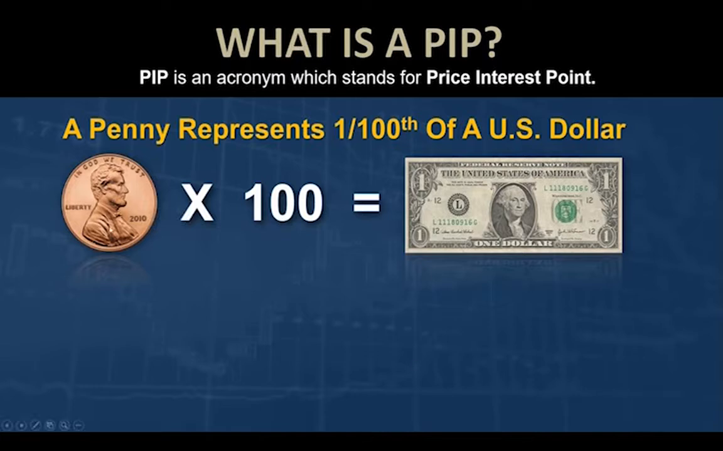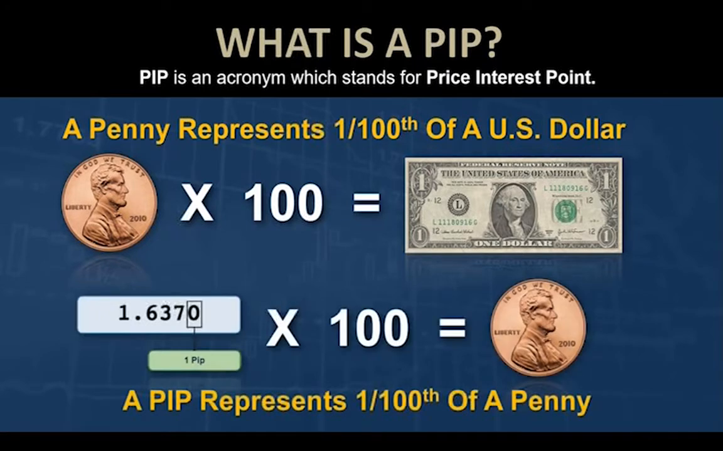I'm sure everybody here in the room right now already knows that there are 100 pennies in a US dollar. So a penny represents 1/100th of a US dollar. Pretty basic. But if we're looking for a unit of measure that is smaller than a penny, it would be the equivalent to what is called a pip. Now, a pip represents 1/100th of a penny, just like a penny represents 1/100th of a dollar. There are 100 pips in a penny, just as there are 100 pennies in a US dollar.